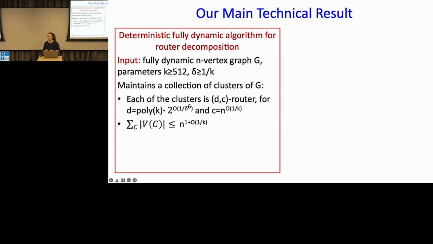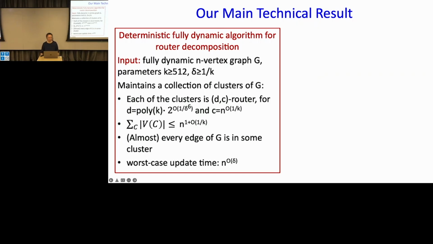Every vertex on average lies only in a small number of the clusters, and almost every edge, or even every edge of G, is in some cluster. This depends on some parameter setting. And this is the worst case update time. Again, a little confusing. The important thing here is that this delta controls the trade-off between update time and the length of the routing path, and it does not influence anything else.